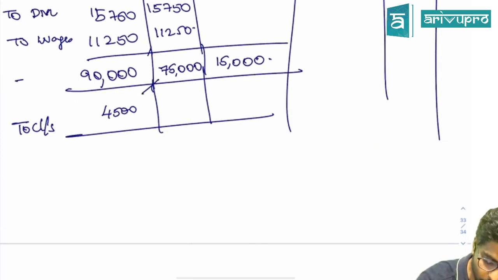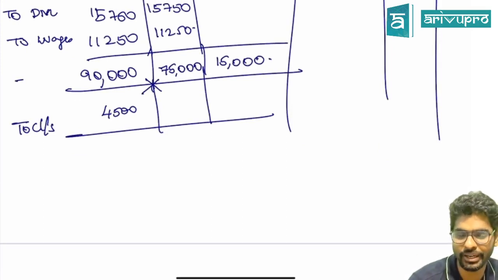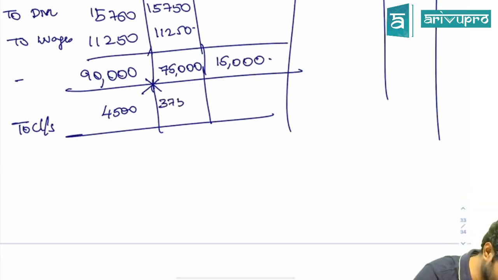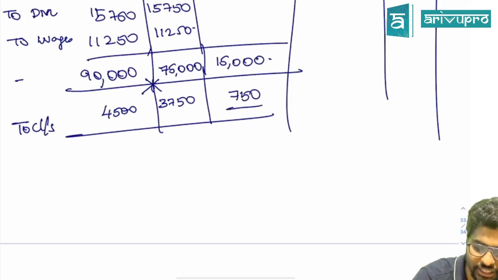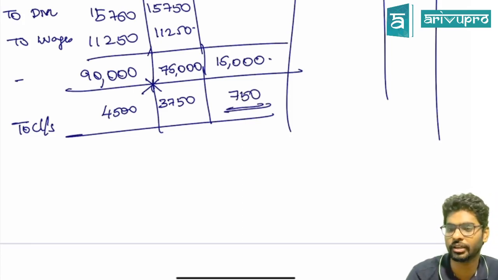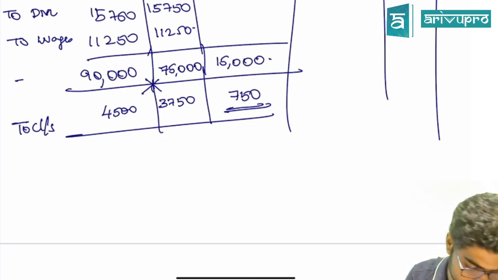What I will do, I'll do a cross multiplication between these two. Because if 90,000 is my total price, cost is 75,000. So if 4,500 is the price, how much is going to be my cost? Do the cross multiplication. It becomes 3,750. 4,500 minus 3,750 is what? 750 becomes my profit element. Are you clear? Done.